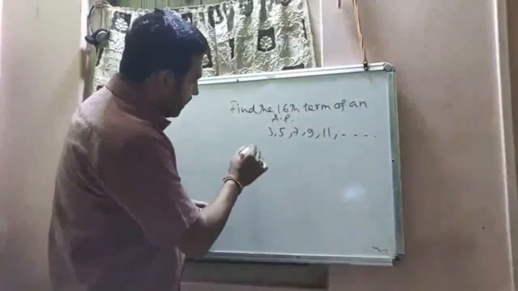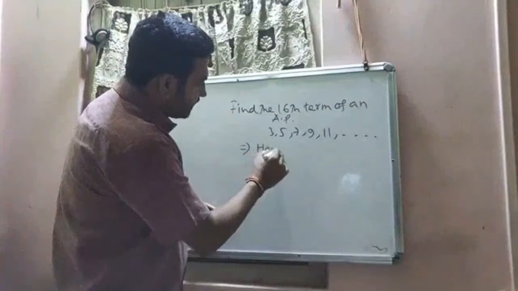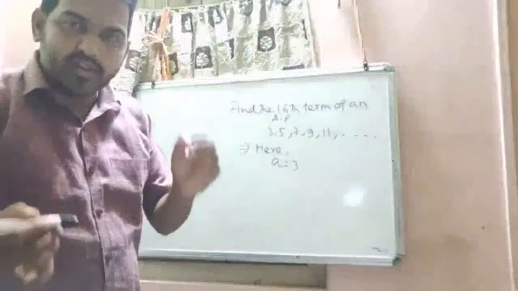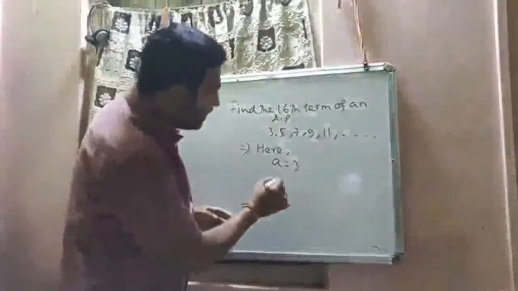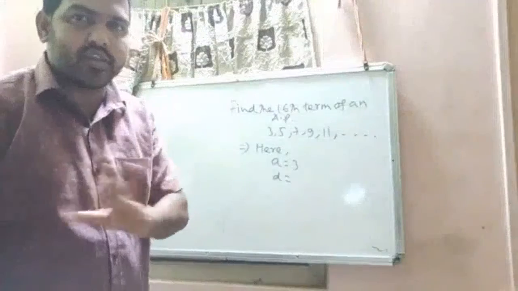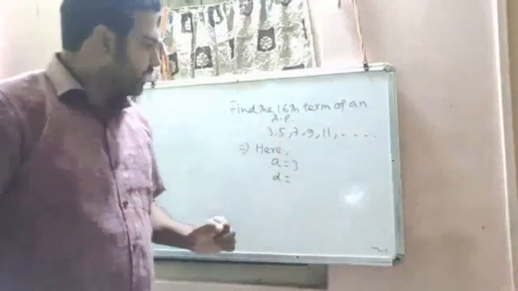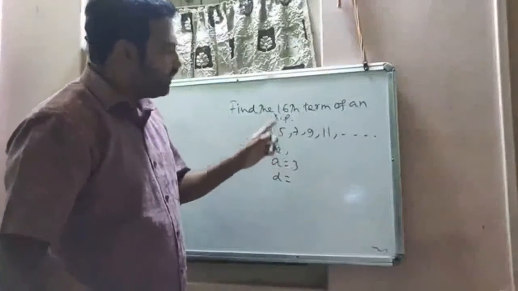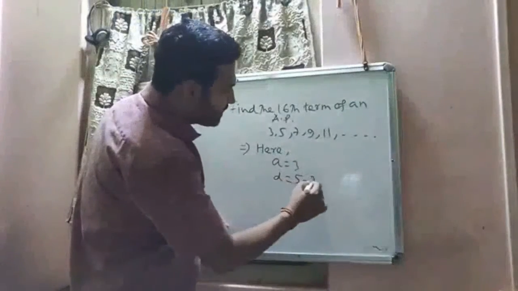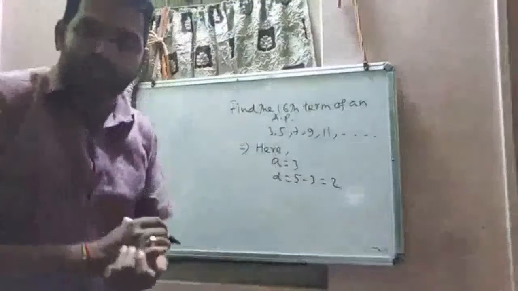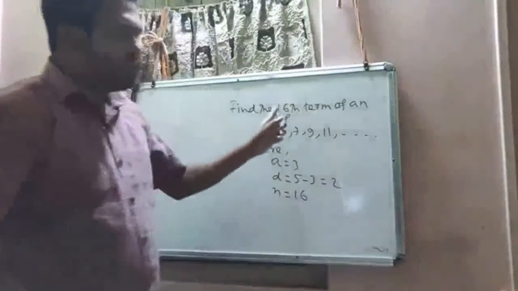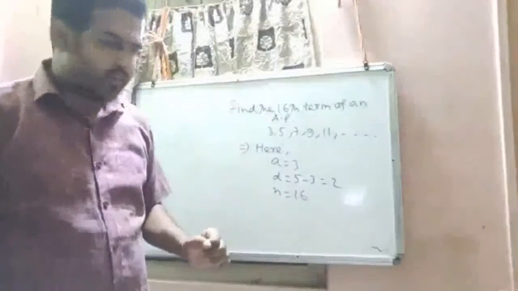So here start like that. A is equal to 3. The first term is 3, as we have already learned from the previous class. D is equal to the common difference, only D. You don't need to write D1, D2, D3, D4 like that because D is constant here. So D is equal to subtracting the first one from the second one. You can write 5 minus 3, that is going to be 2. The common difference is 2. N is equal to 16 because we have to find the 16th term.